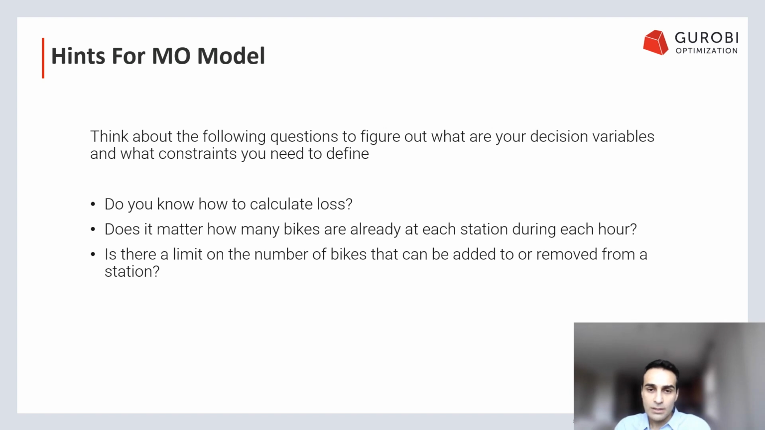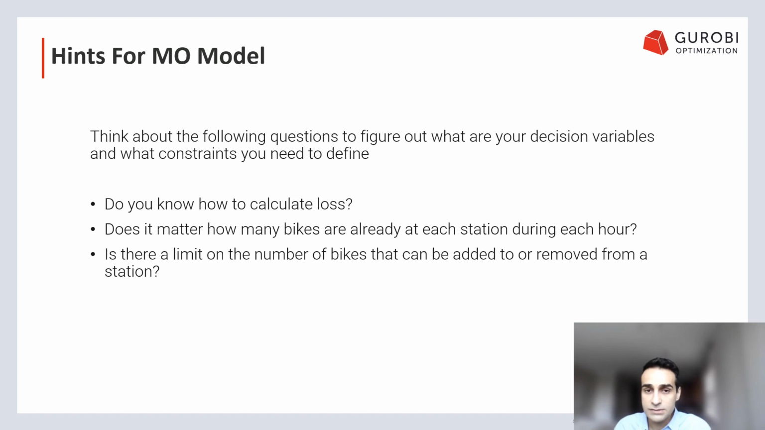Right. So I want to give you some final hints about the mathematical optimization model and how you can write it. We already know the objective. We want to minimize loss. And we mentioned that we are going to do this by deciding how many bikes should be added to or removed from each station per hour. I think it's fair to say that should become a decision variable. But what else?